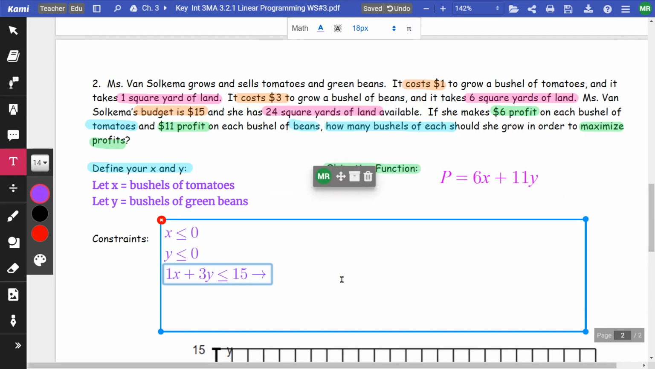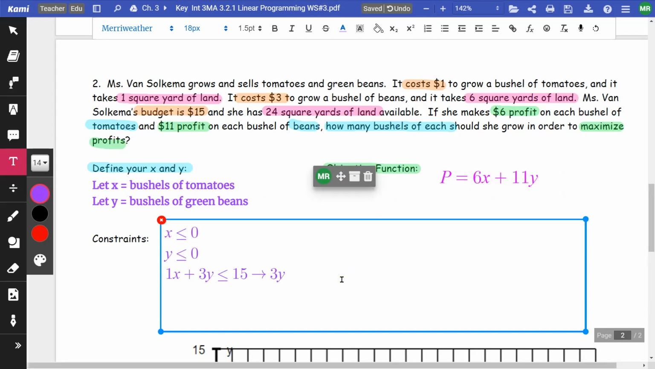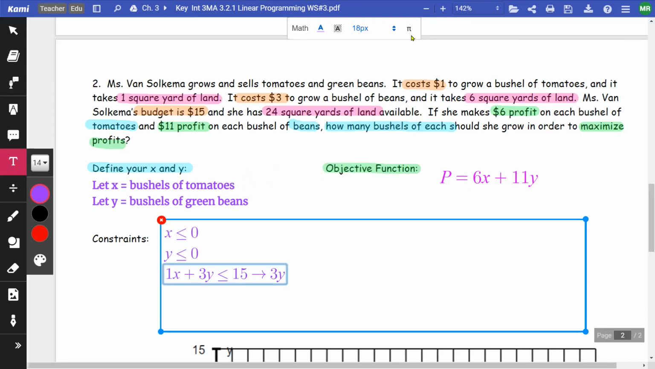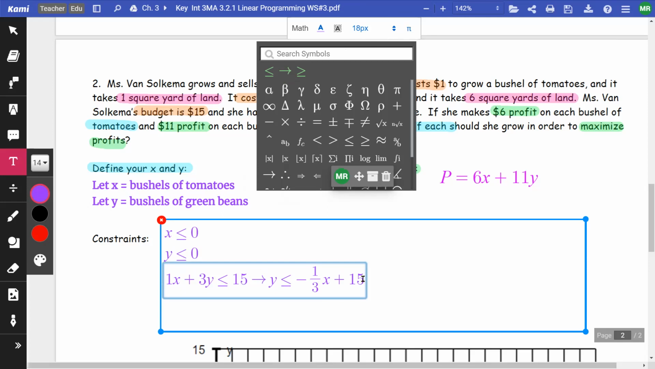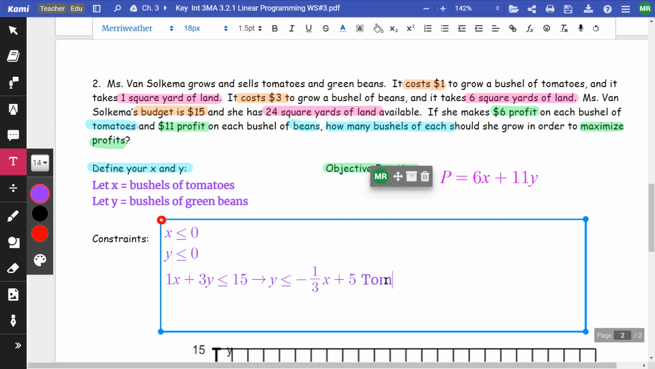And so I could rewrite that as 3y is less than or equal to negative x plus 15. I can divide by 3. So when I divide this by 3, that 3 is gone. When I divide this by 3, I get a negative 1/3. When I divide this by 3, I get a 5. And this is dealing with our, not tomatoes, I apologize. This is cost.